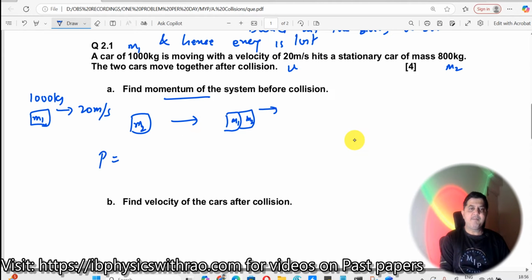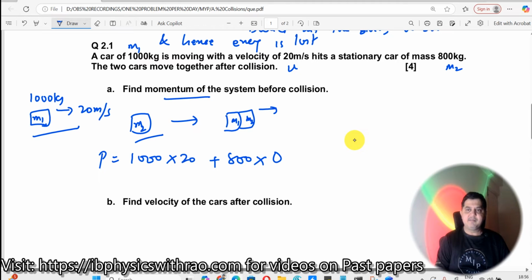Momentum of the system before collision is the momentum of this plus the momentum of this. So the momentum of this would be 1000 multiplied by 20, mass into velocity, plus the momentum of this, which is 800 multiplied by its velocity. The velocity is 0, because it's not moving, it's at rest. Stationary car. So the total should be 2 × 10^4. The unit is kg m/s.